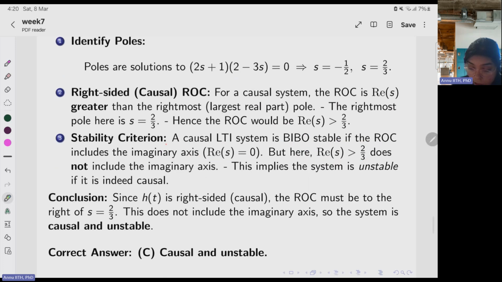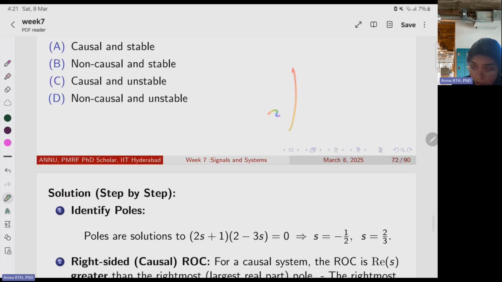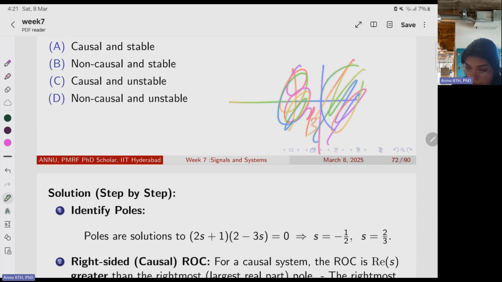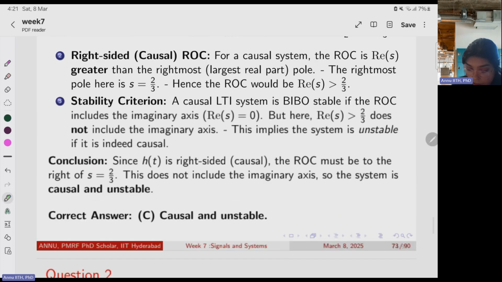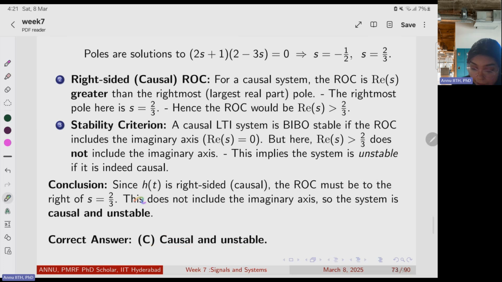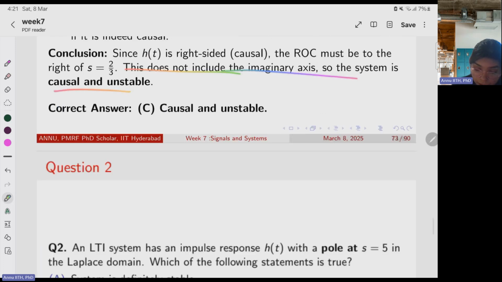A causal LTI system is BIBO stable if the ROC includes the imaginary axis. But here it is not including the imaginary axis. That is a second way to solve. This implies the system is unstable. If you plot it, the pole 2/3 is here, so the ROC does not include the imaginary axis, so it is non-stable. But obviously it is causal. So the answer is causal and unstable. Conclusion: since h(t) is right-sided, causal, and the ROC must be to the right of 2/3, this doesn't include the imaginary axis. So the system is causal and unstable.